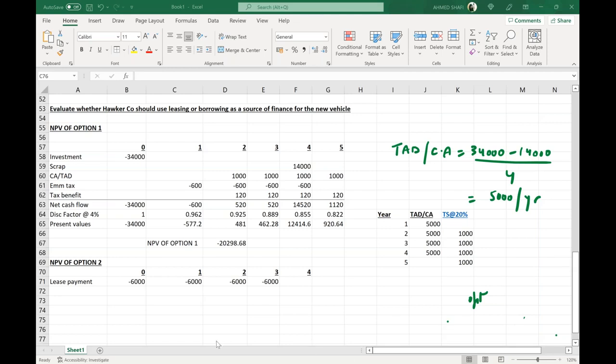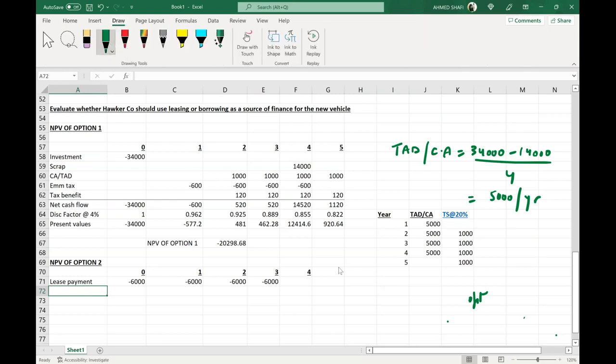I won't record the emission tax because that is paid by someone else, not my cost. But lease payments are tax allowable. That means they will reduce my profit by 6,000. It's an outflow, so they will reduce my profits by 6,000, and will give me a 20% tax benefit, that is 1,200, because they're tax allowable. That means they reduce my profits by 6,000, resulting in a reduction in tax as well of 20%, 1,200.